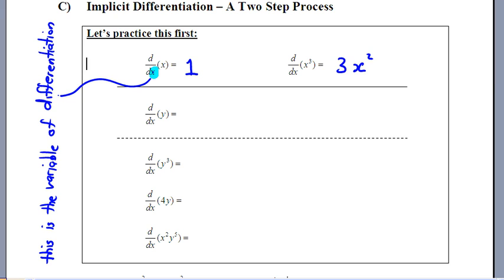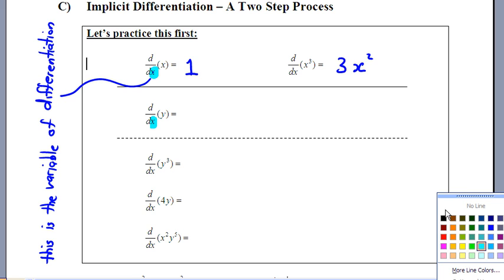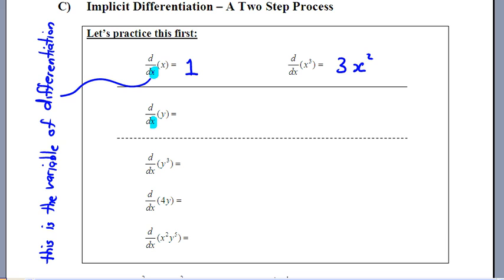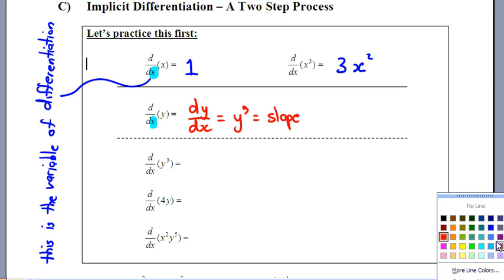Okay, now it gets interesting. It's like, okay, what's the derivative of y with respect to x? Again, x is this variable of differentiation. So I can't just say, oh, that's a 1. That would be the derivative of y with respect to y. But this is saying, no, do the derivative of y with respect to x. Well, that's just what we've always called the slope. That is dy dx. Or if you're Newton, that is y prime. That is the slope. And that's what we want to be going after.